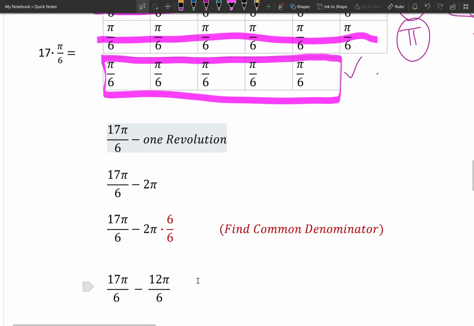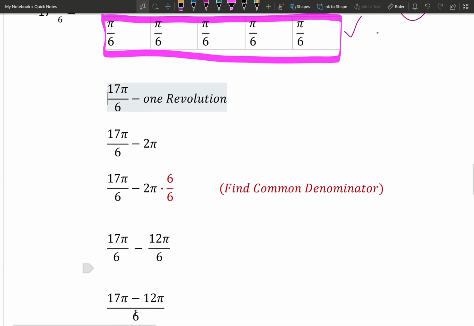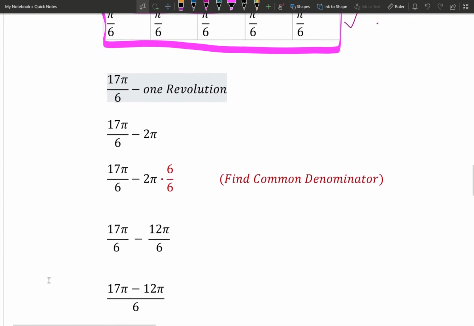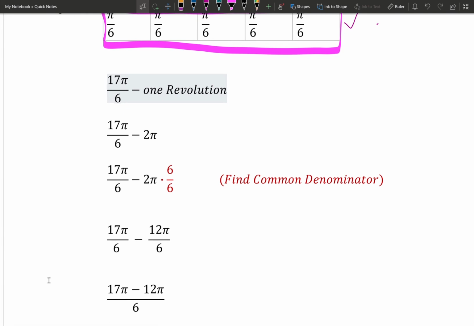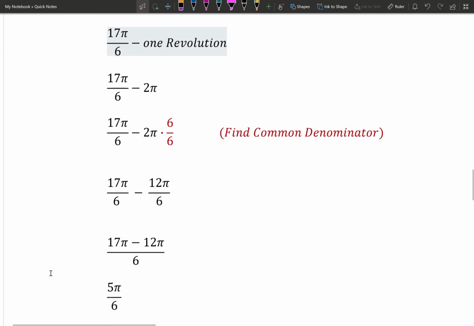Once I get common denominators, I can combine the fraction. I keep the denominators the same, which are 6, but I combine the numerators. So in the numerator, I'll have 17 pi minus 12 pi, all divided by 6. So it's going to look like this. So what's 17 pi minus 12 pi? Just pretend pi is like a variable x. What's 17x minus 12x? 5x, right? So therefore, if I have 17 pi minus 12 pi, I have 5 pi over 6.